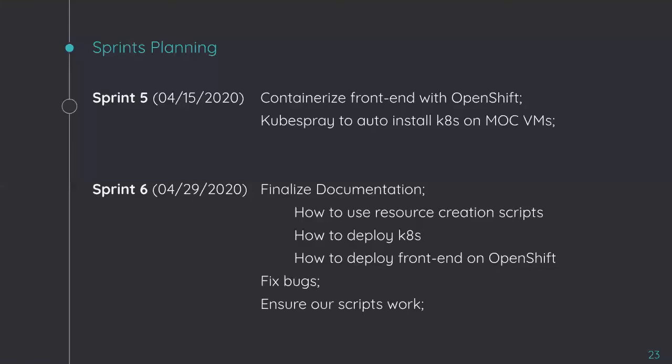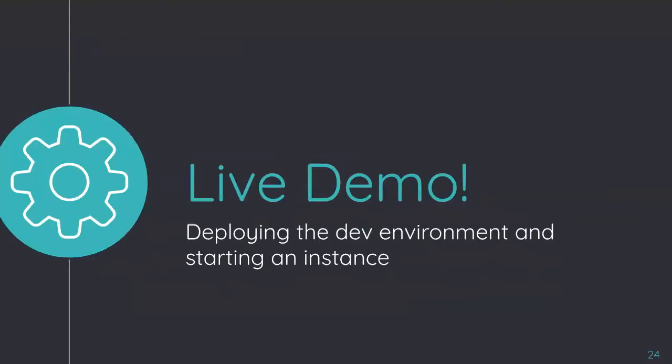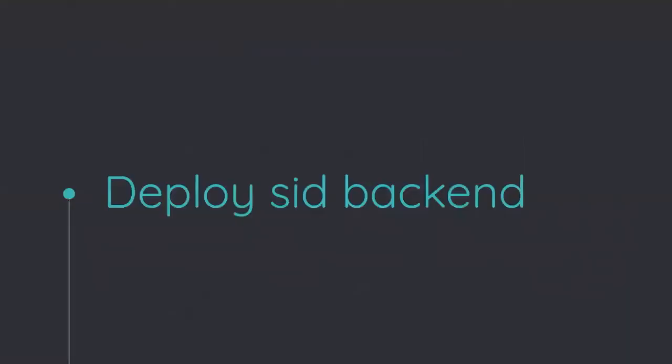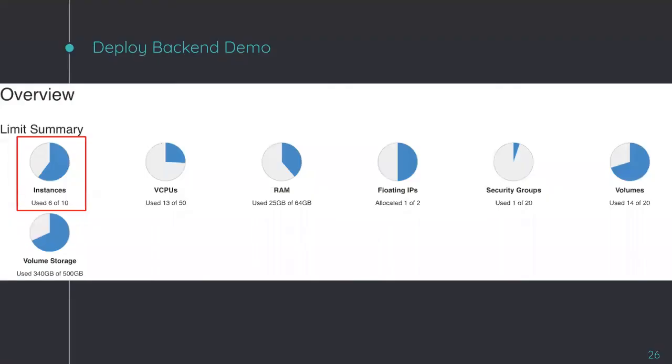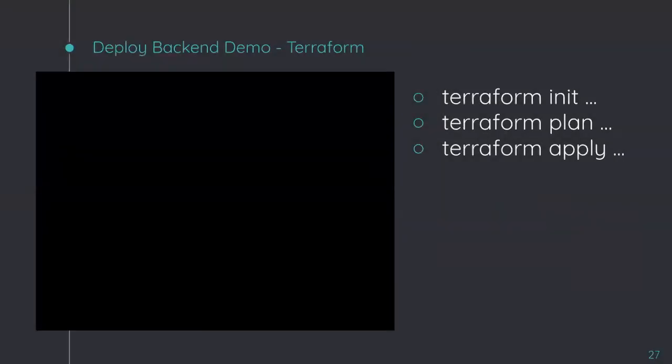Okay, so here we demonstrate the live demo for our automation scripts. I'll first talk about the backend. As you can see, initially we have only 6 instances on the left here, and our goal is to deploy 3 more VMs, which consist of a bastion server, a master node server, and a slave node server.